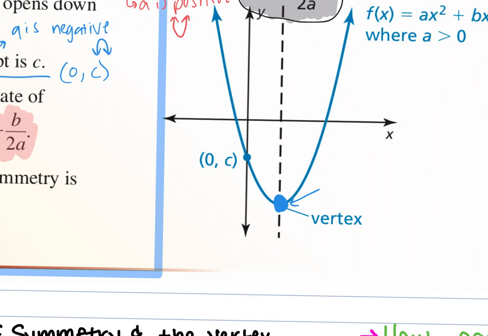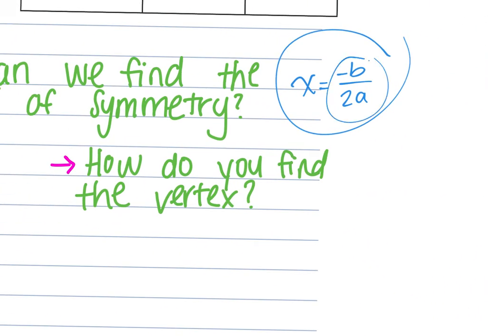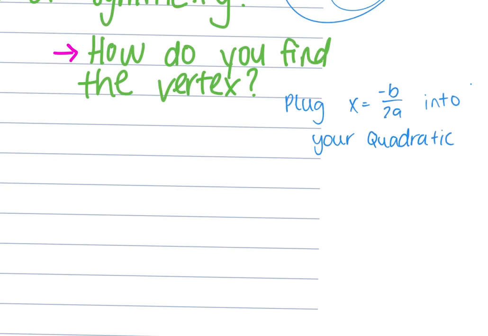So do you guys agree that our vertex has to lie on this line? So it has to have an x value of whatever the axis of symmetry is. But how do I find my y value of the vertex? Very good. You just plug it into your formula, okay? So you take this value, x equals negative b over 2a, and plug it into your quadratic. Once you plug in your axis of symmetry value into your quadratic, that'll give you the y value where your vertex will be. So your vertex is going to be negative b over 2a, comma, f of negative b over 2a.